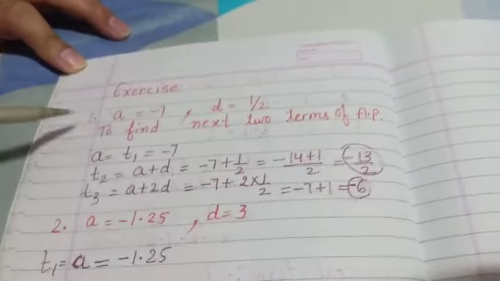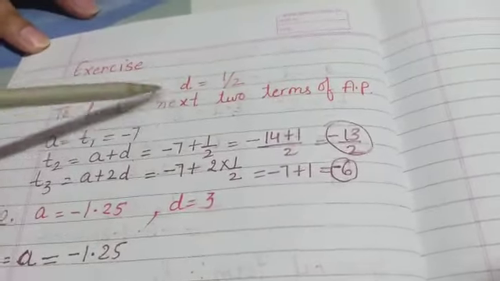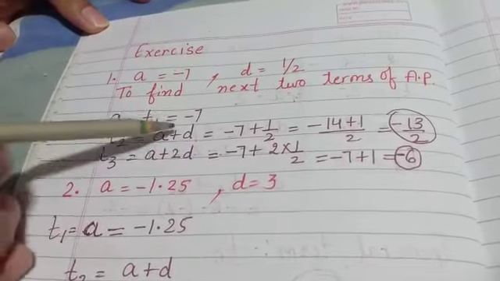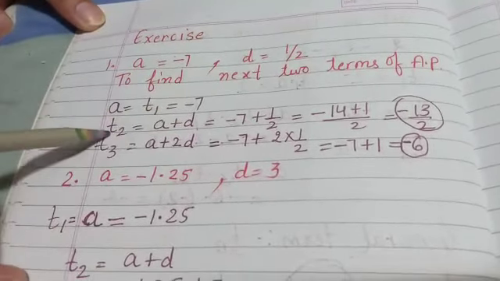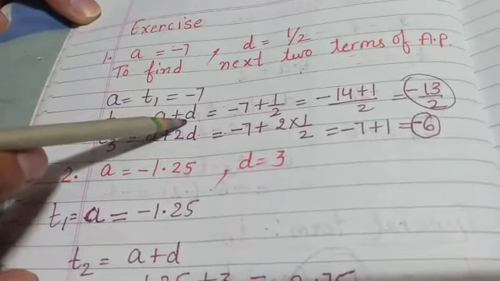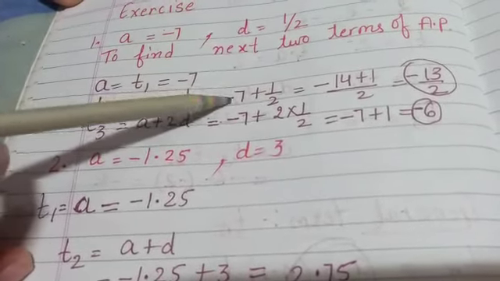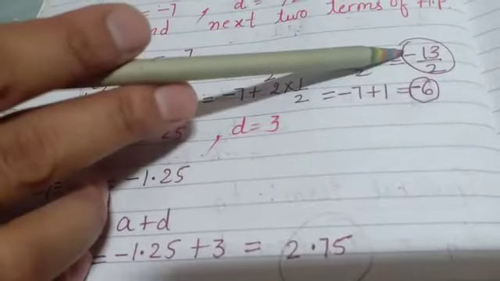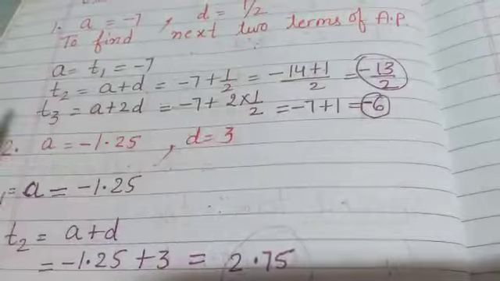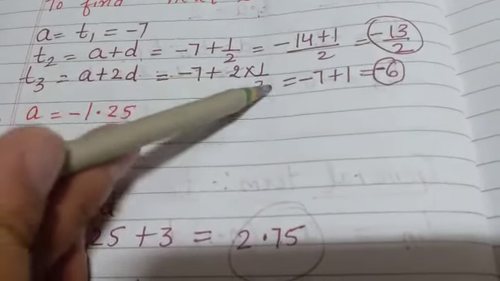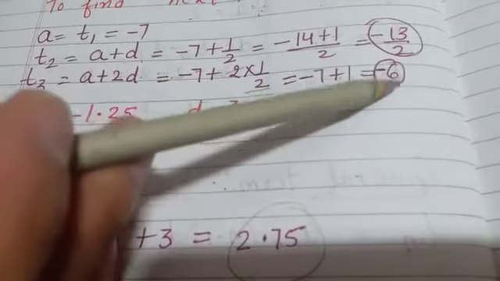See the exercise, some questions are there. a is equal to minus 7, d is equal to 1 by 2. To find the next two terms of the AP: a is equal to T1, which is equal to minus 7. And T2, I have told you just now, for the second term there is one addition of the common difference, that is minus 7 plus 1 by 2. You can do the addition however you want. I have got minus 13 by 2. T3 is equal to a plus 2d, which is minus 7 plus 2 into 1 by 2. The 2 and 2 cancel, which gives minus 7 plus 1, which is minus 6.